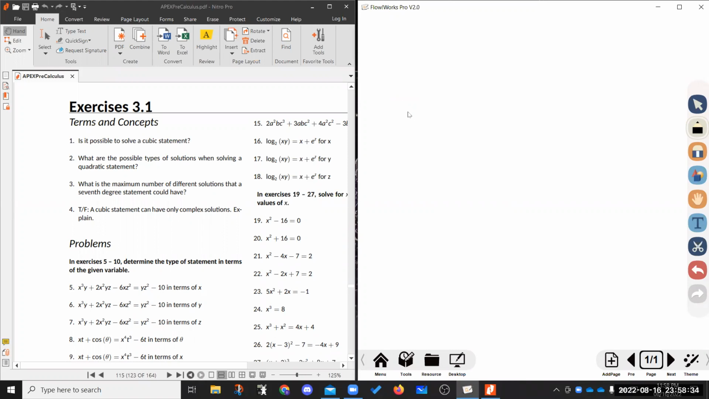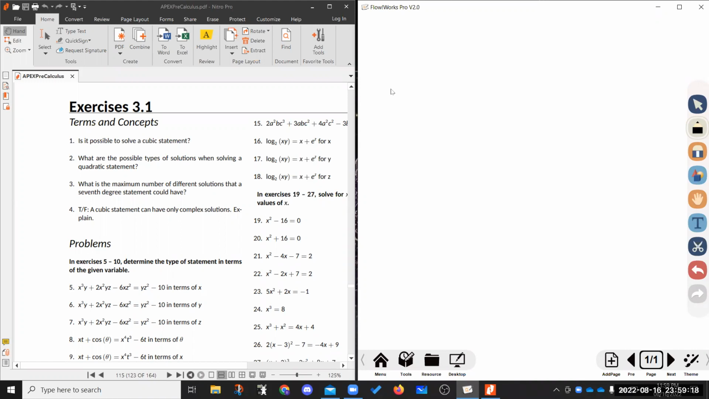So first question, is it possible to solve a cubic equation? They say statement, but they mean equation here. Something that's of degree 3. The answer is sometimes it's possible. Oftentimes it involves using the rational root theorem, hoping that there's rational roots. There is a generic cubic equation like the quadratic equation, but you're not ready to do it at this point in pre-calculus because it involves knowing a very long formula, and it has complex numbers in the middle of it.